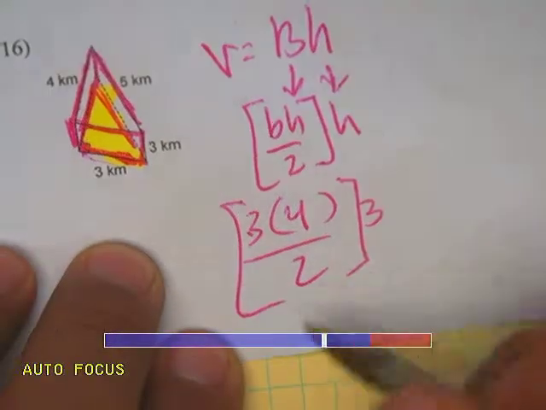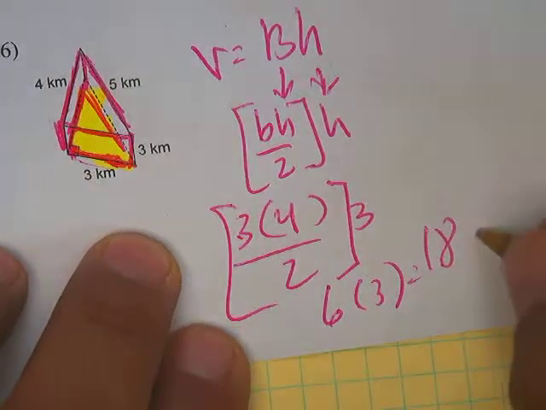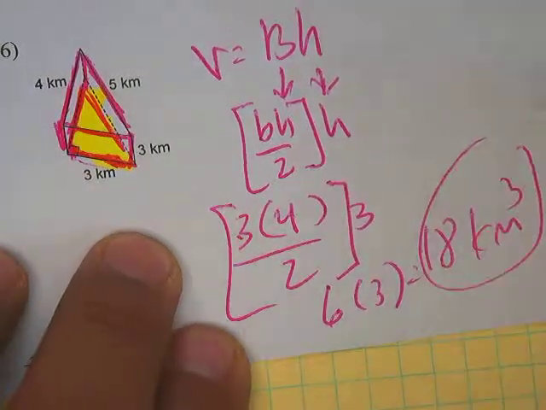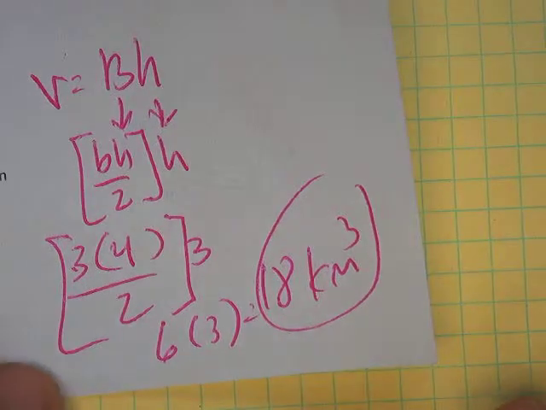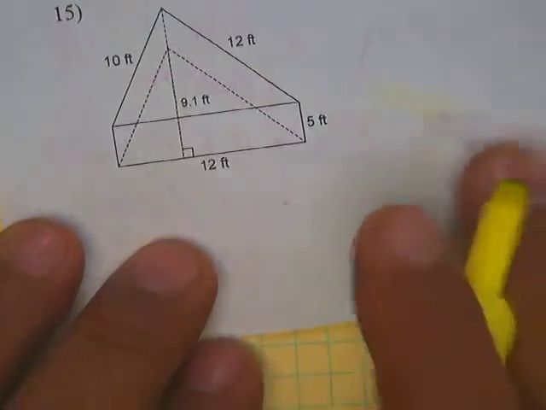And so now again, 3 times 4 is 12. 12 divided by 2 is 6, so this is 6 times 3, which is 18 cubic kilometers, or kilometers cubed. Okay, I'll do one more.